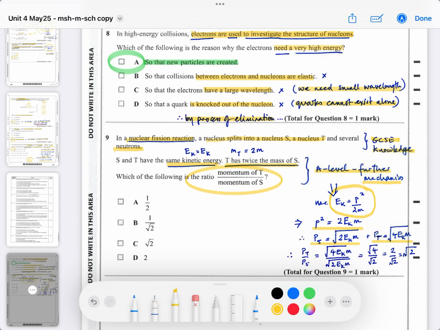So the ratio of PT to PS, you've got to put these into this equation. When you put those two, one over the other, PT over PS, you get 4EkM at the top, square rooted, and 2EkM at the bottom, also square rooted. The EkM, I'm going to do that in red. The EkMs cancel, so you've got the square root of 4 over the square root of 2, which is the same as the square root of 2. So we're looking for the answer C.